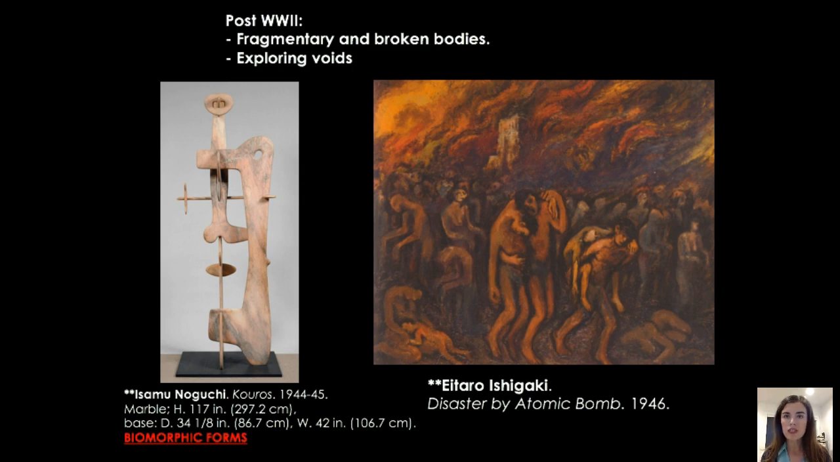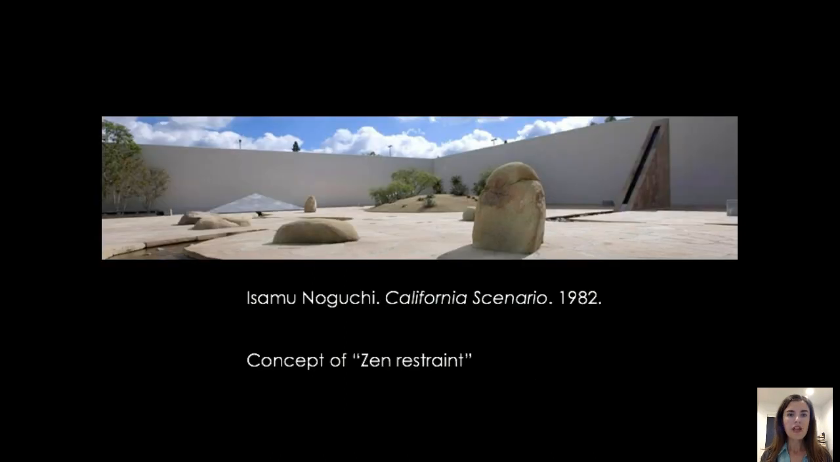This idea of reflecting on the global trauma of World War II, the incredible number of deaths that had happened during World War II, and the way different artists approached and dealt with these subjects and this trauma. Just a reminder that in the other video, Japanese Gardens in California, we briefly looked at Isamu Noguchi's California Scenario in Costa Mesa from near the end of his career.